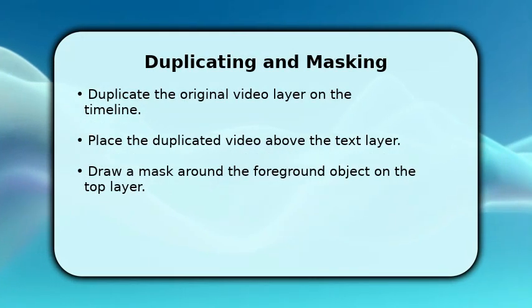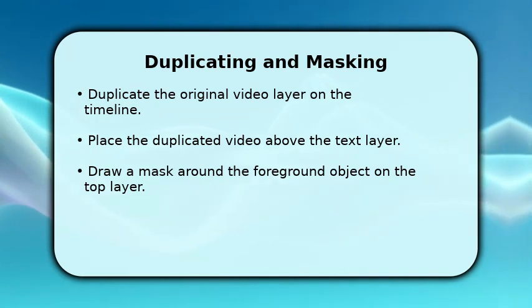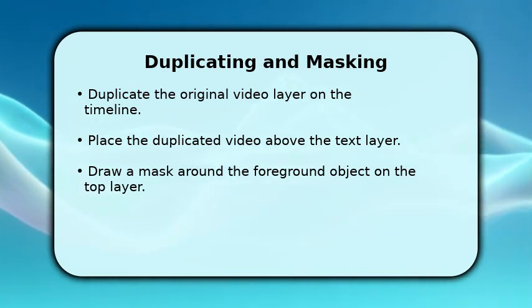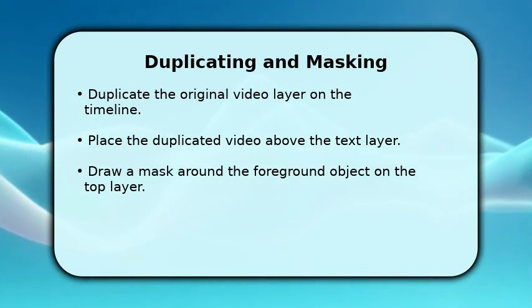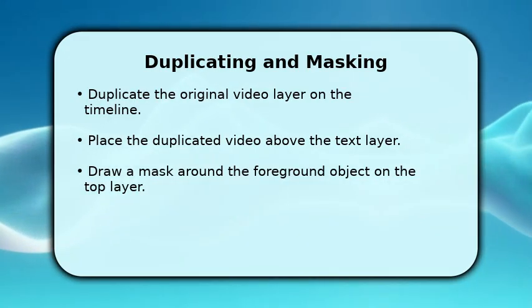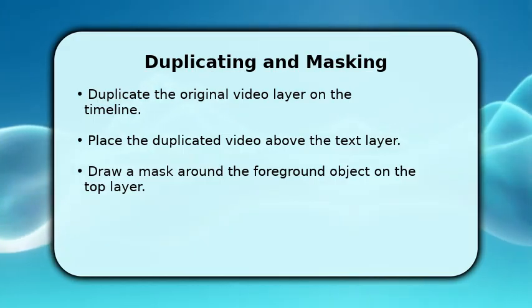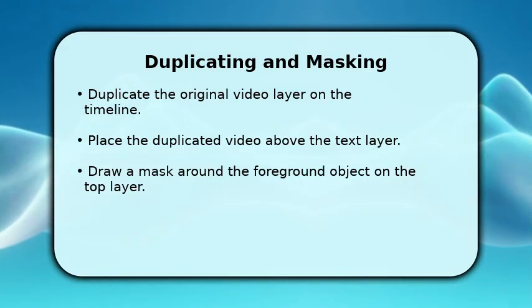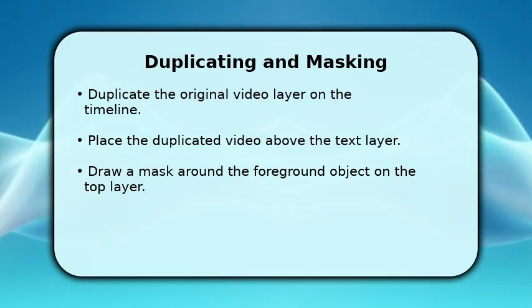Now, duplicate your original video layer. Drag this new copy to the very top, above your text layer. Select this top video layer and use the pen tool in the Effects Controls panel to draw a precise mask around the foreground object you want the text to appear behind. Take your time to ensure accuracy for the best results.